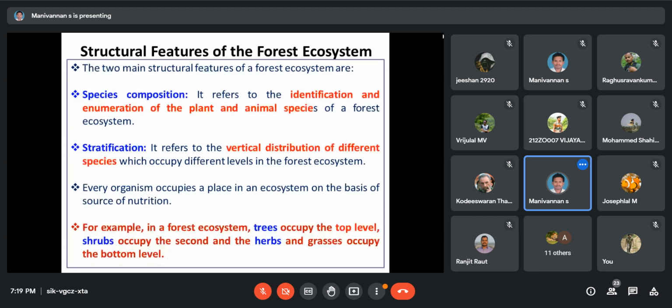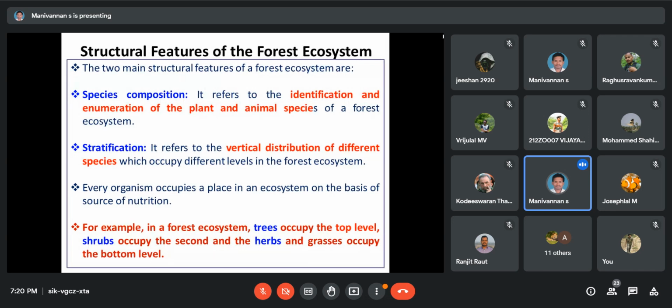Okay, it's clear. What is stratification? The stratification refers to the vertical distribution of the different species which occupy different levels in the forest ecosystem. That is called the stratification. For example, the forest ecosystem contains different levels. Trees occupy the top level, shrubs occupy the second level, and herbs occupy the bottom level. That is called the vertical stratification of the forest ecosystem.